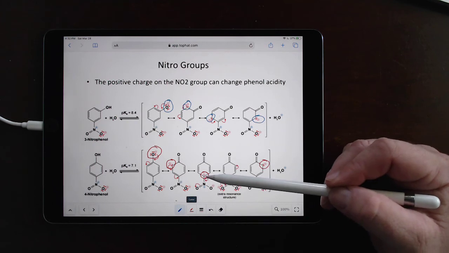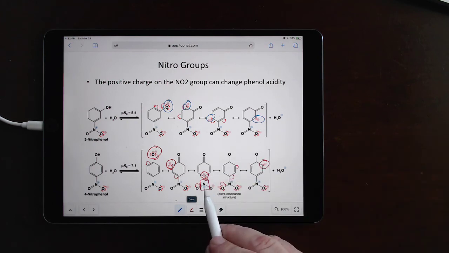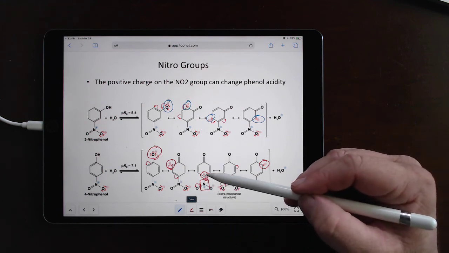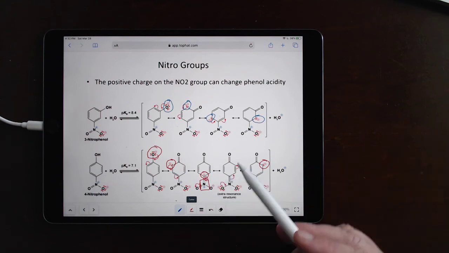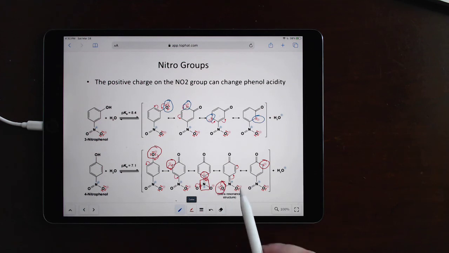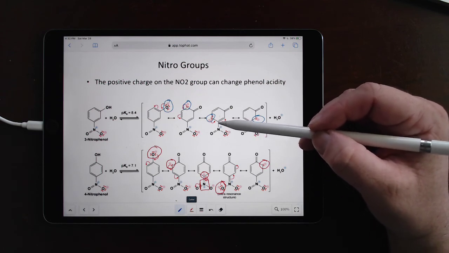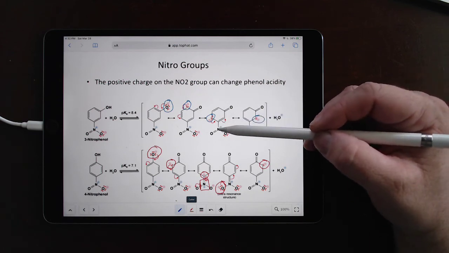And what can happen is, if you notice, there is a positive charge on the nitrogen of a nitro group. You can stabilize this negative charge and actually move this over to here. So you have an extra resonance structure compared to if it's in this position here. It's what's called the meta position. Again, we'll talk about that later.